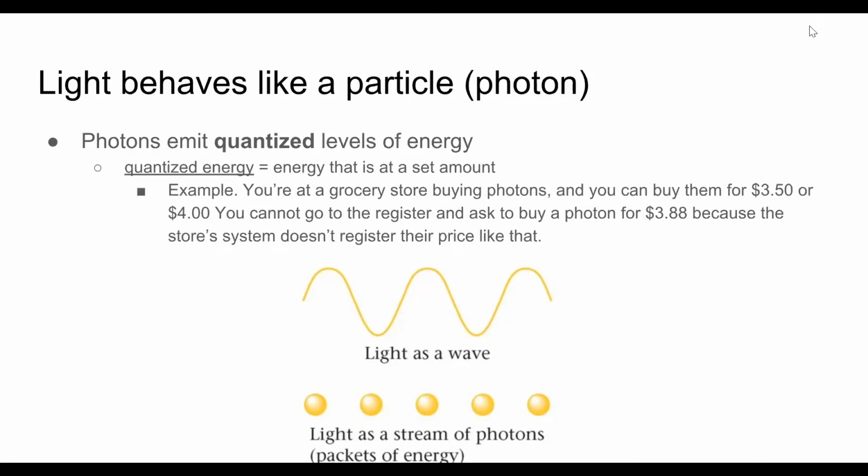Same thing with photons. Photons need a specific amount of energy for them to jump up the stair. So quantized energy is energy that is a set amount. For example, you're at a grocery store buying photons, and you can buy them for $3.50 or $4. You cannot go to the register and ask to buy a photon for $3.88 because the store system doesn't register that price. So it's either $3.50 or $4, nothing in between. So that's the whole getting over that hump sort of deal.